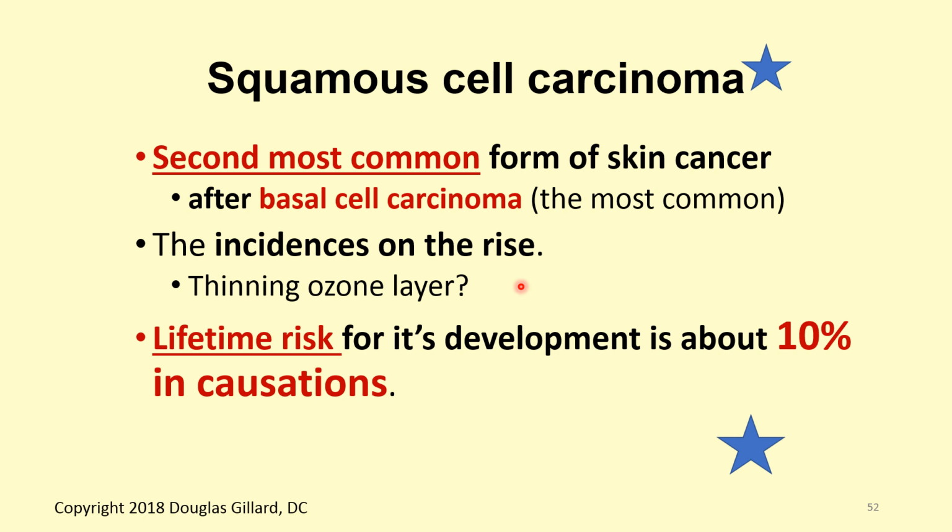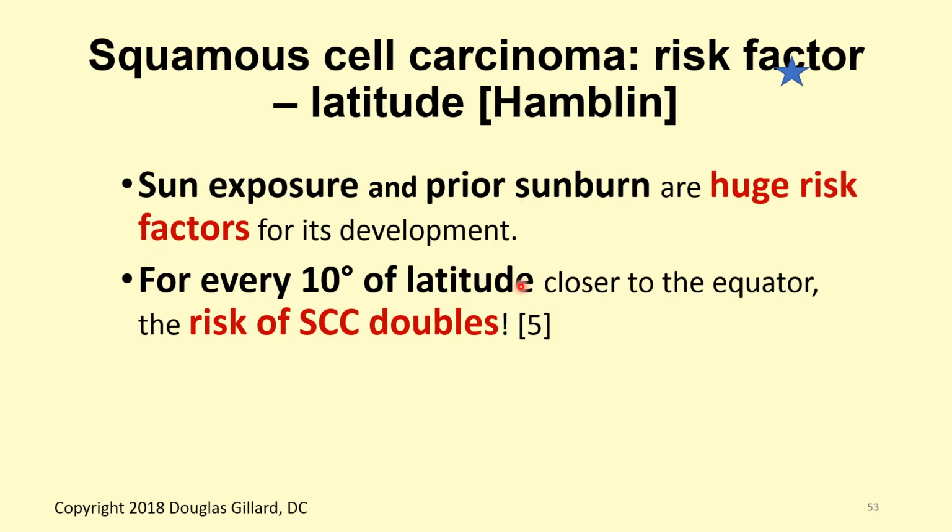A lot of the sunblock doesn't take out UVA. It only takes out UVB. And so people are getting exposed to more UVA, which is thought to now cause cancer, especially tanning beds. So if you get a sunblock, make sure it protects you from UVA and UVB. Lifetime risk of developing it is about 10%. So 1 out of 10 people is going to end up with squamous cell carcinoma.